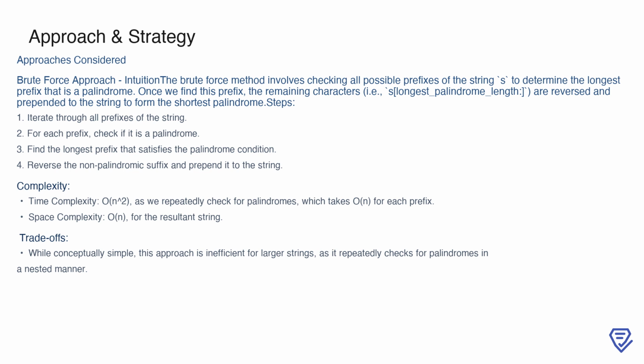However, this method comes with trade-offs. Its time complexity is O(n²), since we repeatedly check for palindromes, and each check takes O(n). While simple to understand, this approach is inefficient for larger strings because of its nested operations.